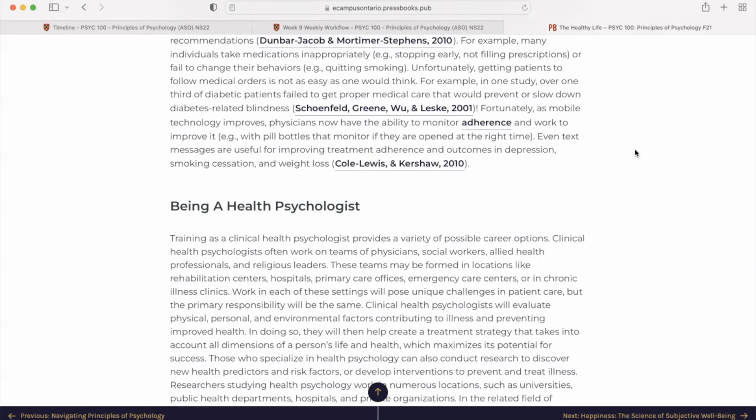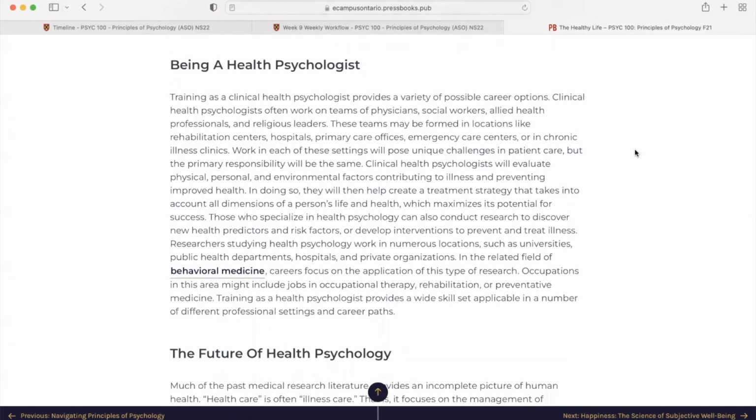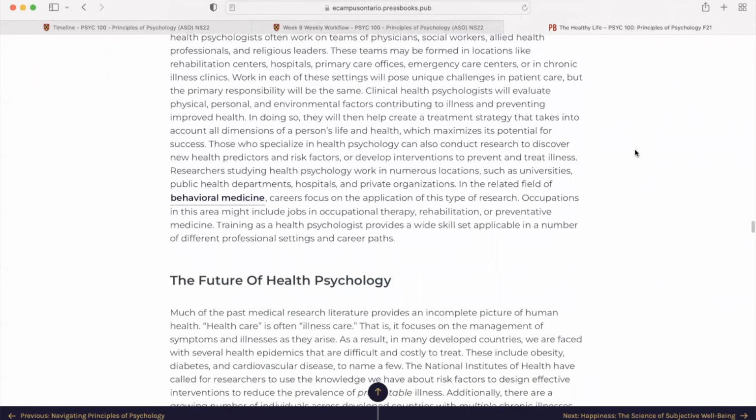Being a health psychologist. Training as a clinical health psychologist provides a variety of possible career options. Clinical health psychologists often work on teams of physicians, social workers, allied health professionals, and religious leaders. These teams may be formed in locations like rehabilitation centers, hospitals, primary care offices, emergency care centers, or in chronic illness clinics.